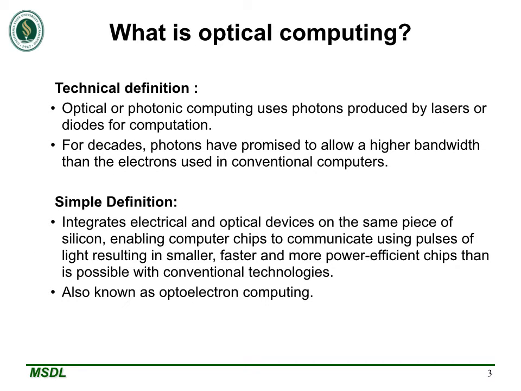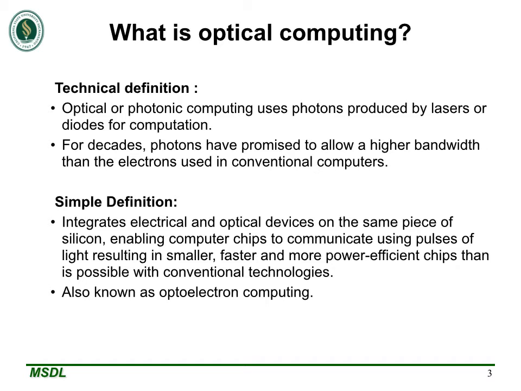Now, what is optical computing? In technical language, optical computing uses photons produced by lasers or diodes for computation. For decades, photons have promised to allow a higher bandwidth than the electrons used in conventional computers. Basically, it is the use of a device that uses photons rather than electrons to perform digital computations.